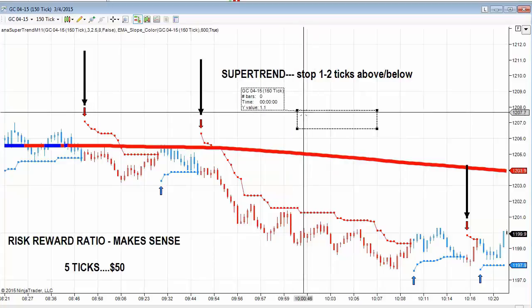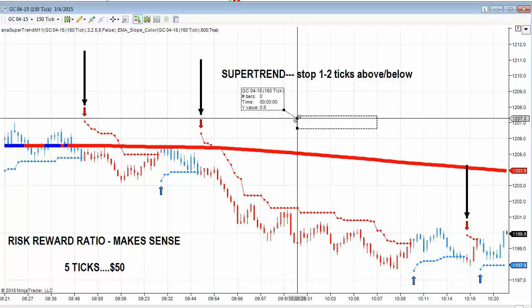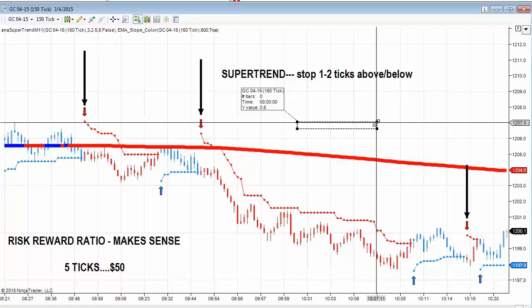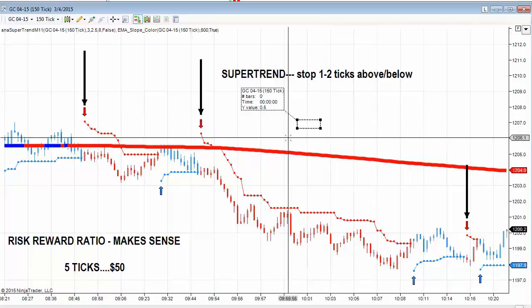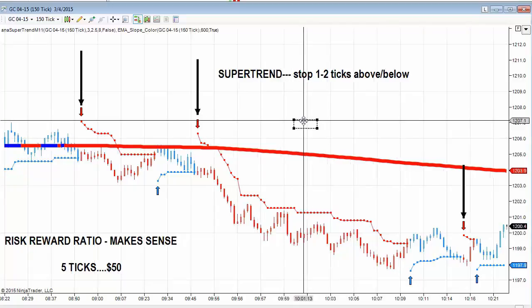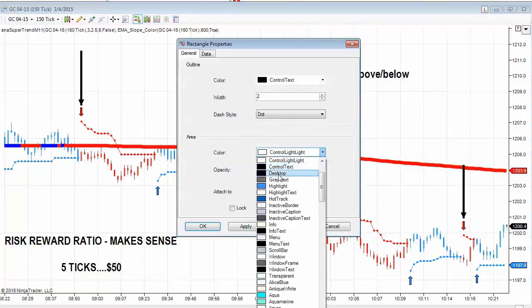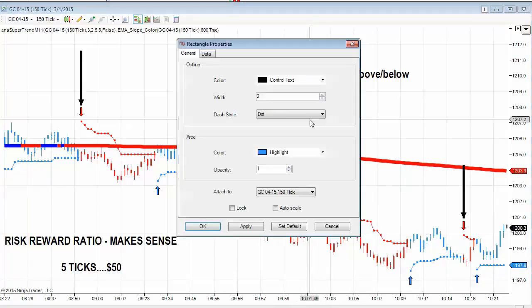So we'll come in here and we'll measure this from top to bottom. And that's 11 ticks. So we're going to decrease this to 5. And now I'm going to change my box to match. So there's a 5-tick risk box right here. So what I can do is now I can take this box and I can use it to measure when my risk is appropriate. What do I mean by that?